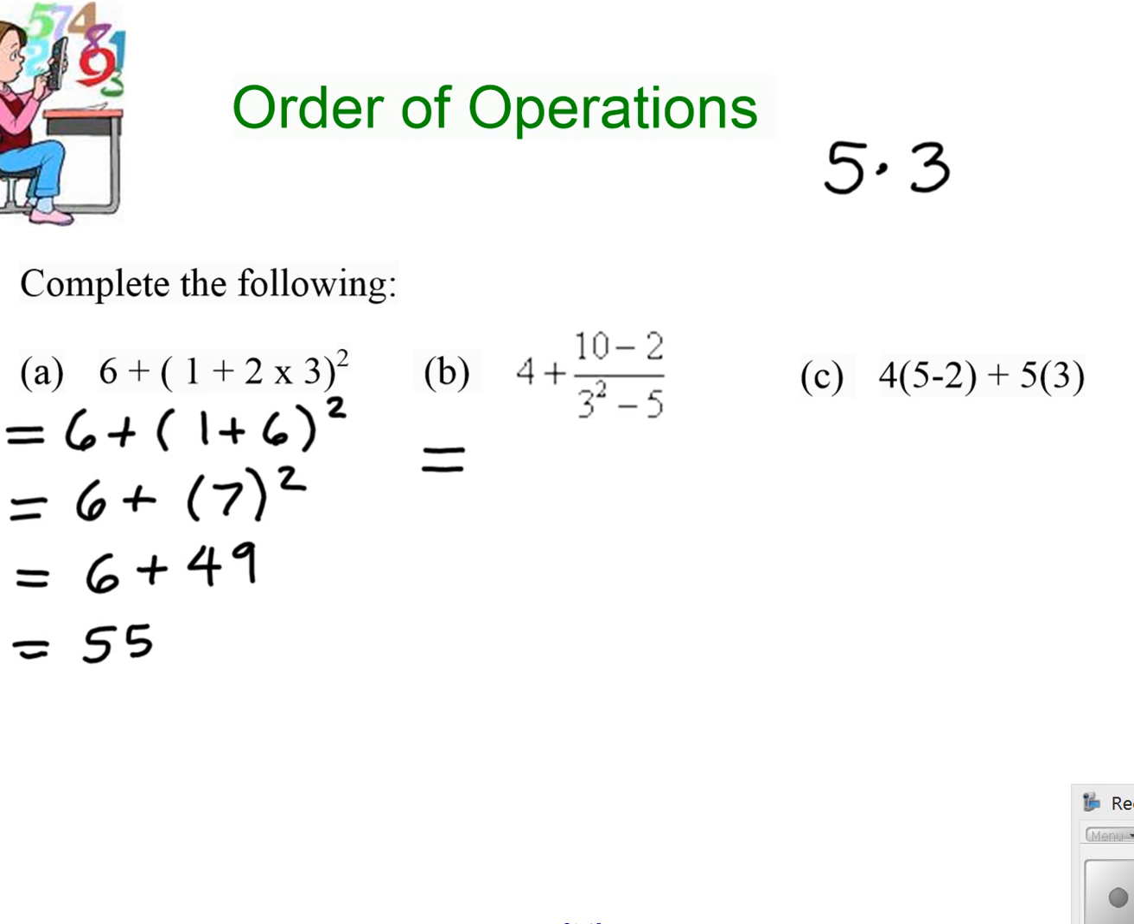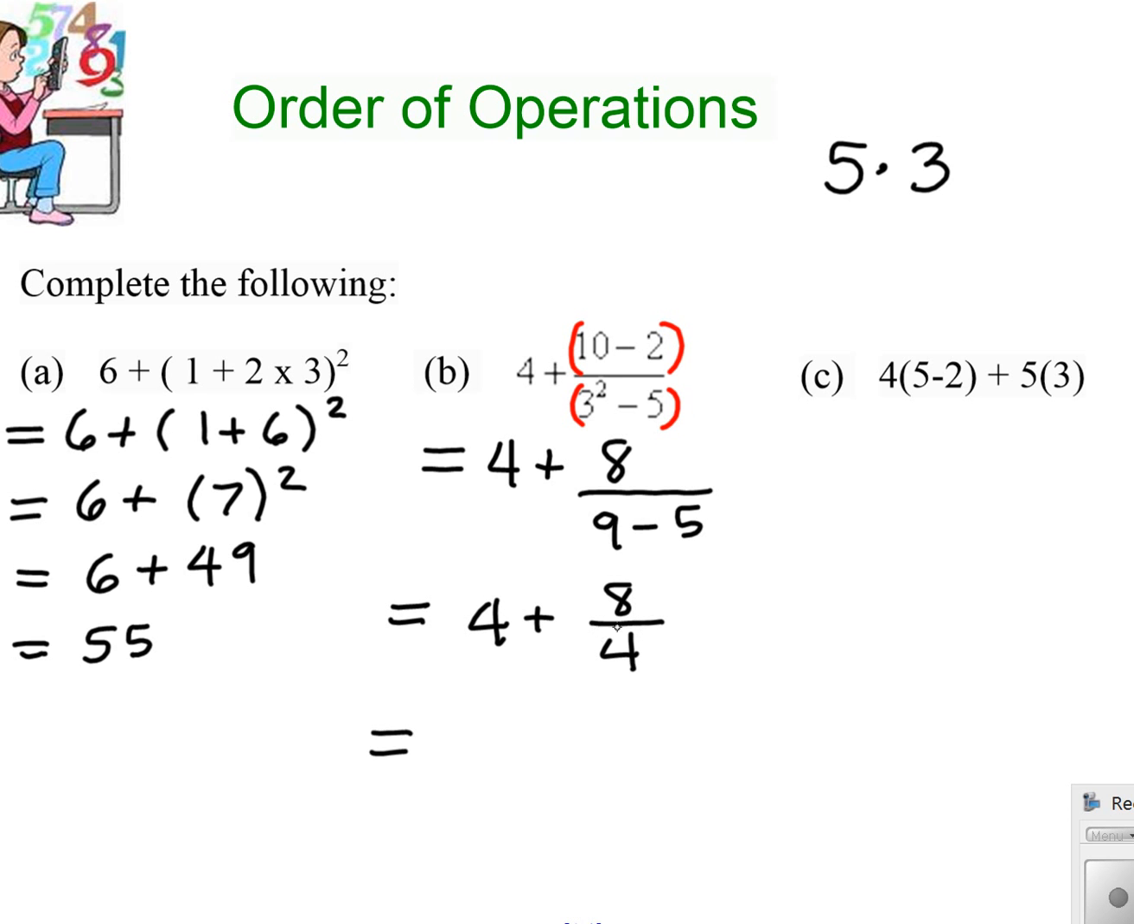So let's look at the second one. The second one to you probably looks very strange, but don't worry, you'll get used to it over time. So we're not going to do anything with the 4 just yet. And when you have this bar, it's like there's an imaginary bracket separating the top from the bottom. That's just something in math that you have to get used to. You have to sort of think of it as a bracket on top and a bracket on the bottom. So 10 minus 2 is 8. And then on the bottom you have to do the exponent first. So you're going to have to do the 3 squared first. And then your next step will be the 9 minus 5.